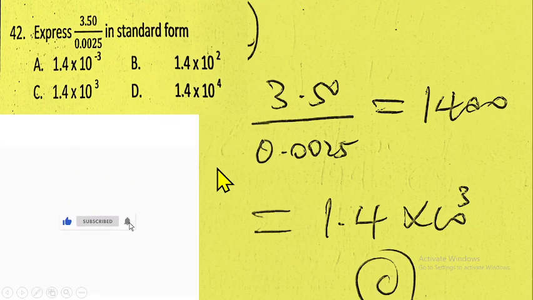Question number 42, we have to express this fraction in standard form. So this is quite simple. You can just press your calculator, 3.50 divided by 0.0025. If you put that, that will give us 1400. And if you take it to standard form, the decimal point is right here. Move it in between 1 and 4. 1, 2, 3. You have 1.4 times 10 raised to the power 3. So option C is the correct option for question number 42.